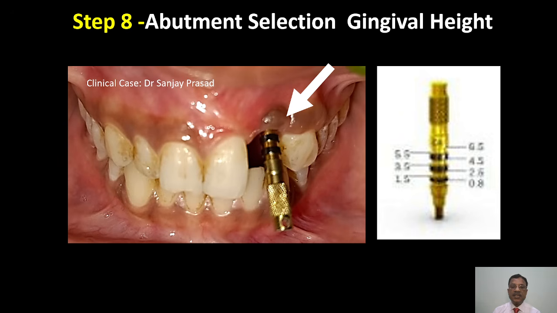If the gingival height of the abutment is less, then there will be a chance that the prosthesis will be submerged. If the gingival height is more, then there will be a chance that the emergence profile as well as the prosthesis will be exposed, and it will not look good in anterior aesthetic zone. So this is the most important step, and most of the time the clinician fails to get a good abutment selected according to the patient's gingival height as well as the angulation of the abutment, which we will see later.